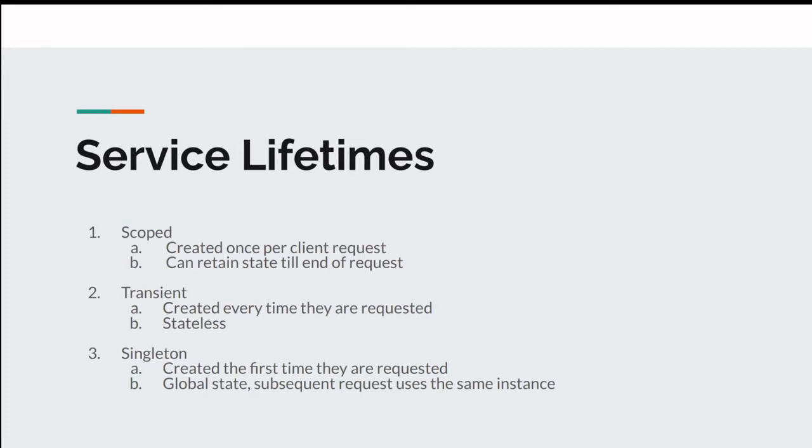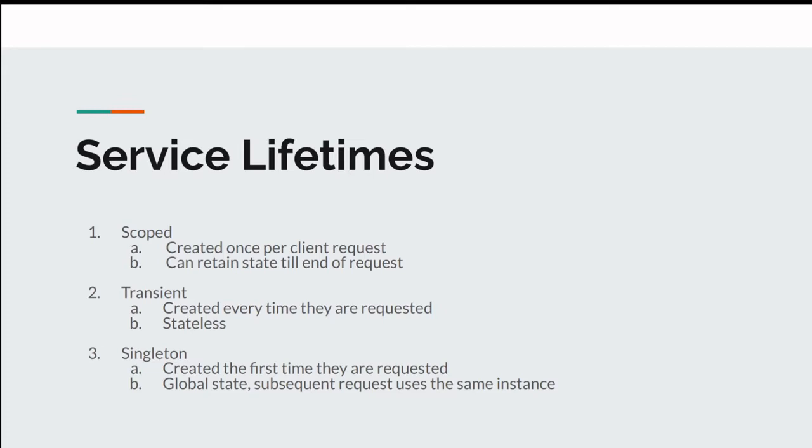A scoped service is created once per client request, and it can maintain a state for the lifetime of that request. So for example, let's say we have a number counting service, and it stores a private field that's initialized at a value of 0, and it exposes a method that allows you to increase this number by a value of 1.